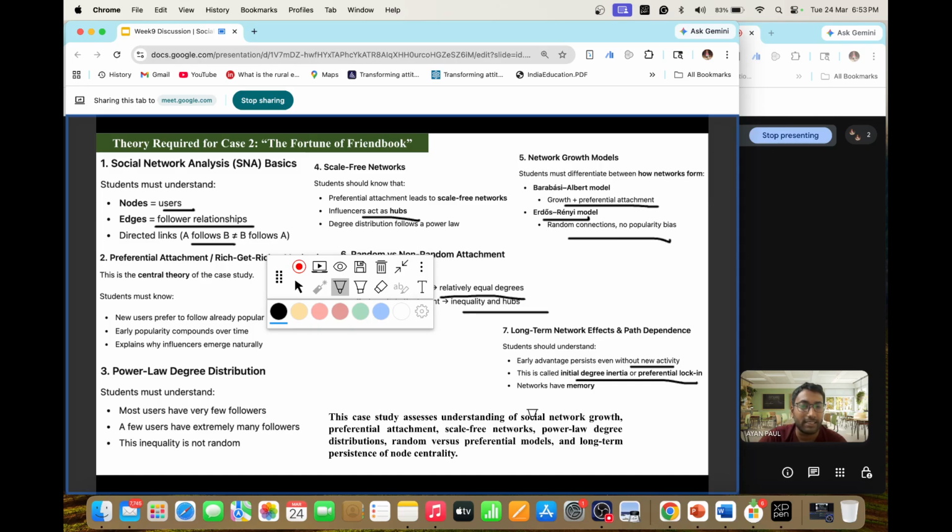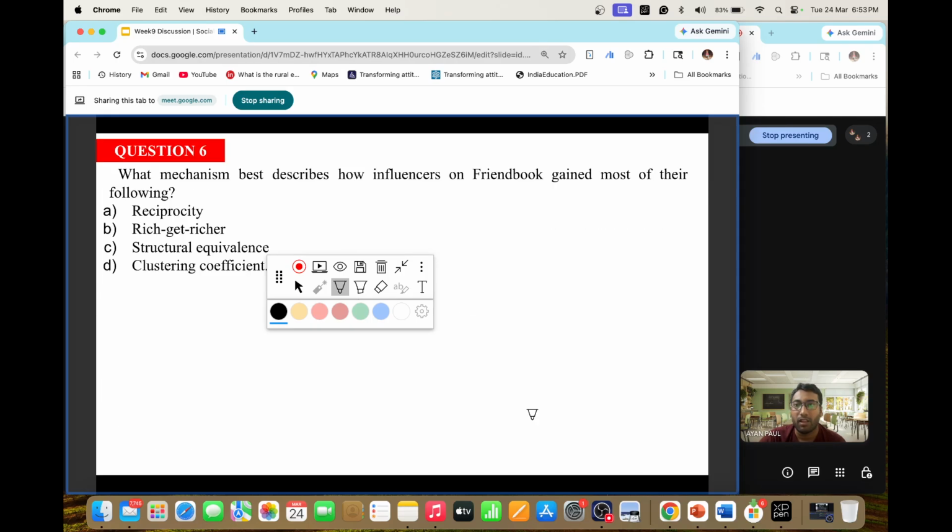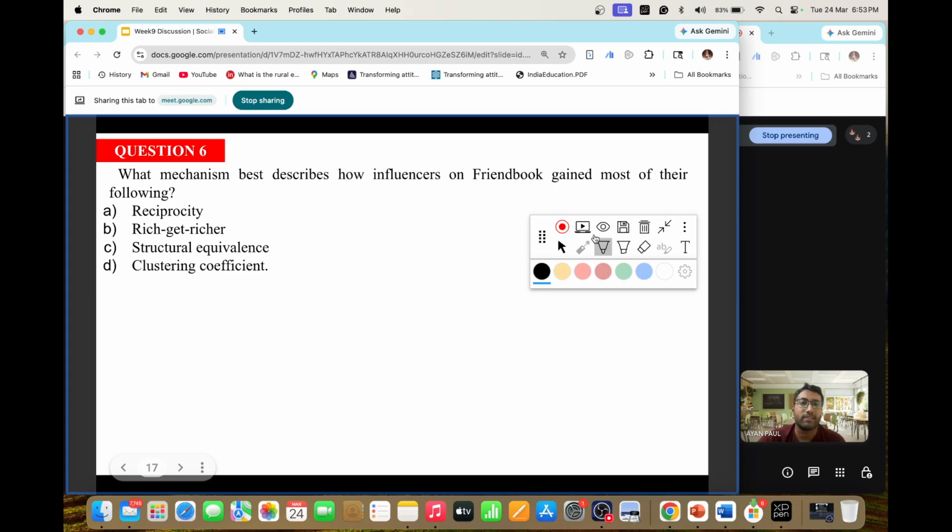Okay, so this is regarding case number 2. What mechanism is best? Describe how influencers on Friendbook gain most of their following. Option A, reciprocity; option B, rich-get-richer; option C, structural equivalence; option D, clustering coefficient. So these are the 4 options. What mechanism best describes how influencers on Friendbook gain most of their following?